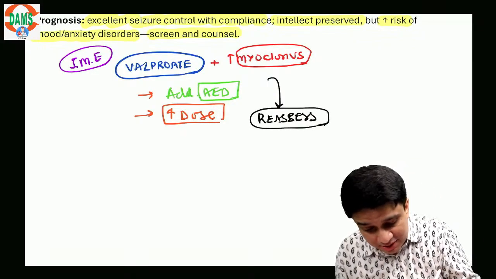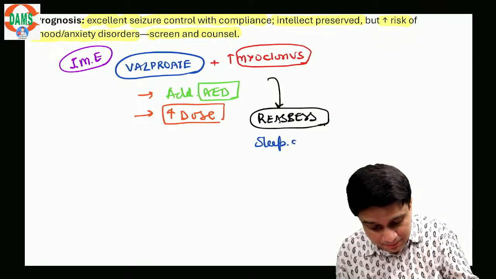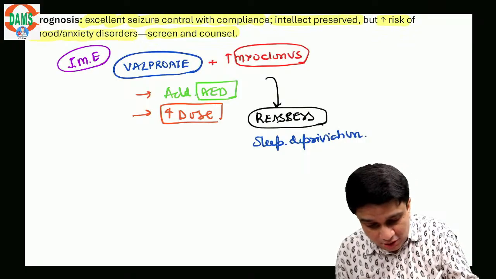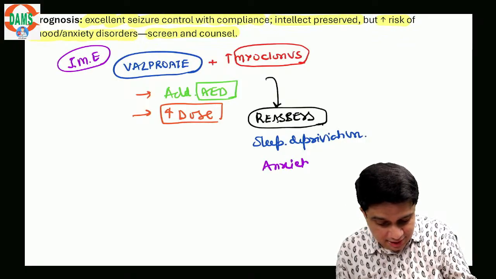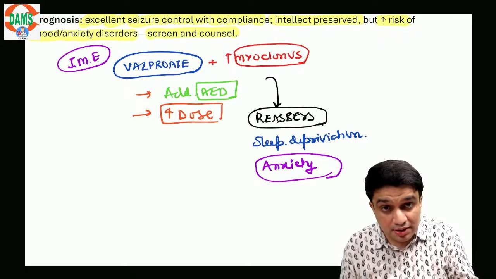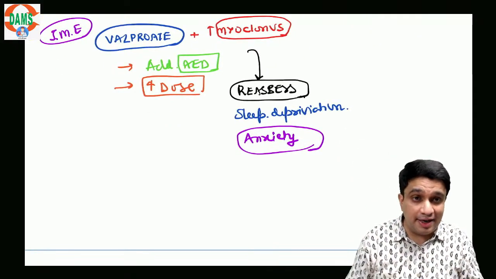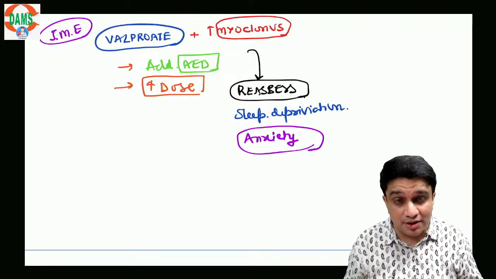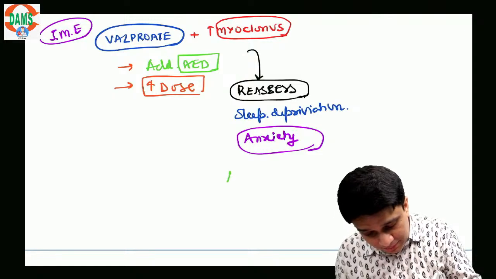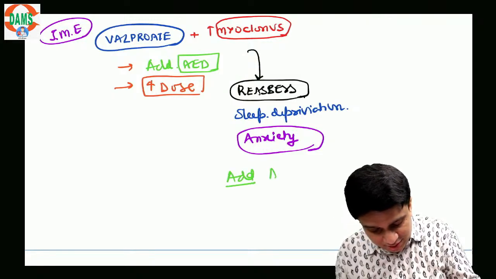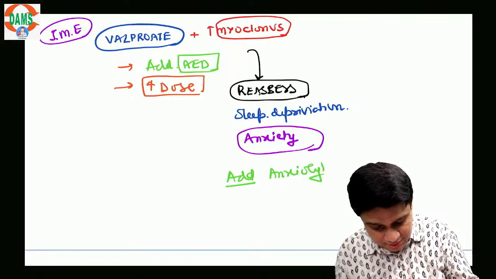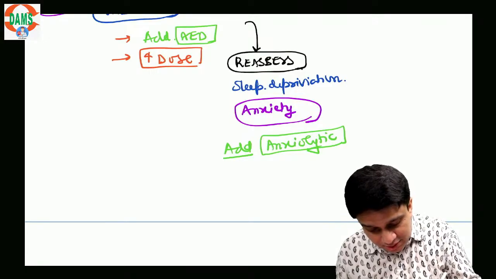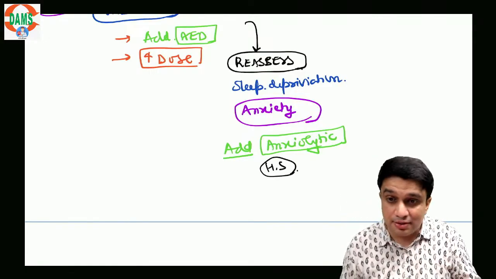Because in case the patient is suffering with sleep deprivation, or even a simple thing known as anxiety, then what should I do? Tell me. Adding a new anti-epileptic drug, increasing the dose of toxic valproate? No, nothing. Just add what? An anxiolytic in night time, HS. Why? Because if the patient gets a good sleep, the provoking factor for this thing is basically taken care of.